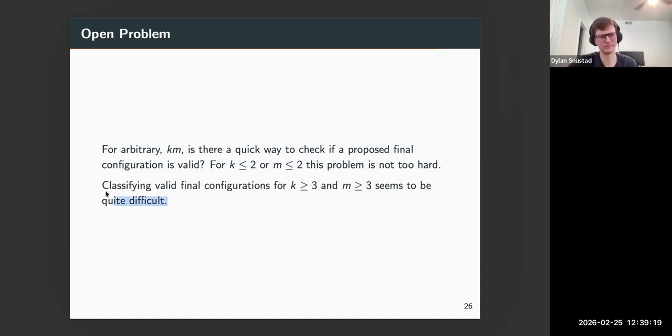And then I mentioned this at the end, but if you can fill out any more lines in this table for k greater than or equal to 3 or m greater than or equal to 3, this is also something that we're trying to think about and work on.